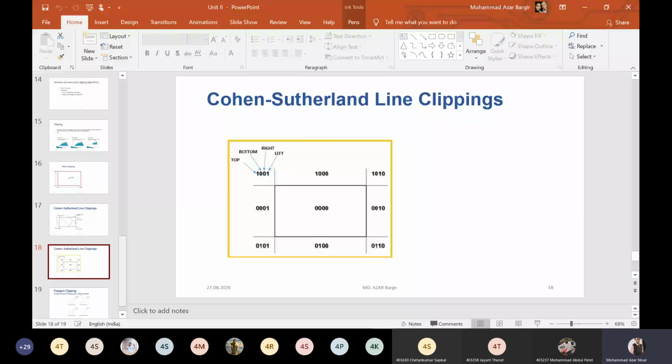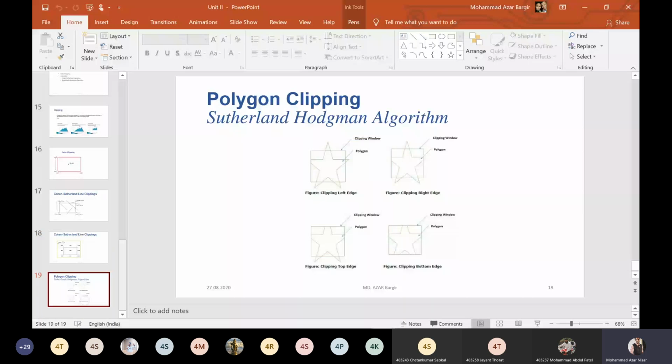That is nothing but the Sutherland-Hodgman algorithm, in which you can see it clips the edges, keeping only what is inside the box. There are four stages. In the first case, suppose a star is there. In the first clipping, the right edge will be clipped.